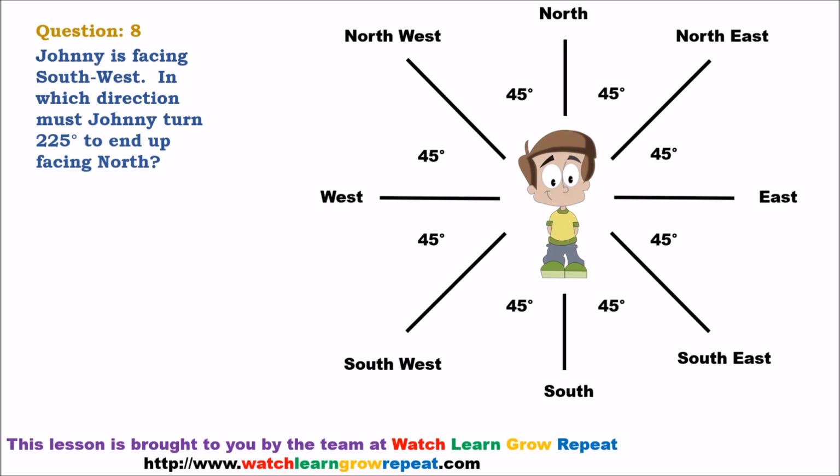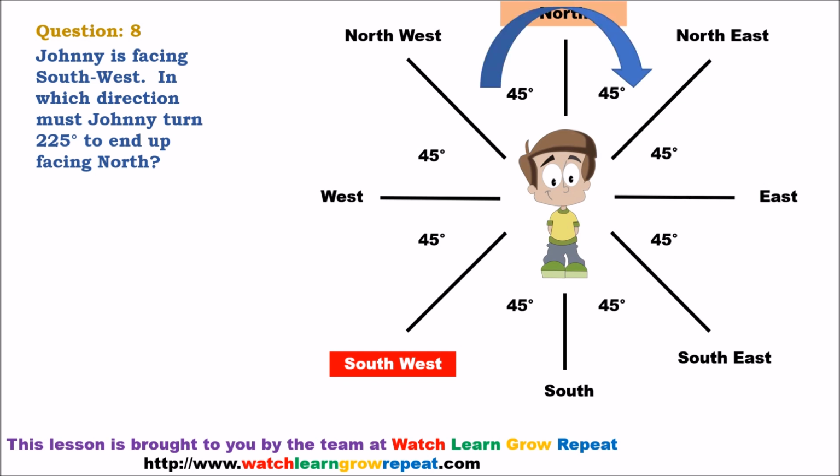Question number 8. Johnny is facing southwest. In which direction must Johnny turn 225 degrees to end up facing north? So now Johnny has two directions in which he can turn. Johnny can turn clockwise, or Johnny could turn anti-clockwise. Let's look at the clockwise direction rotation first. Now Johnny is starting off by facing southwest.